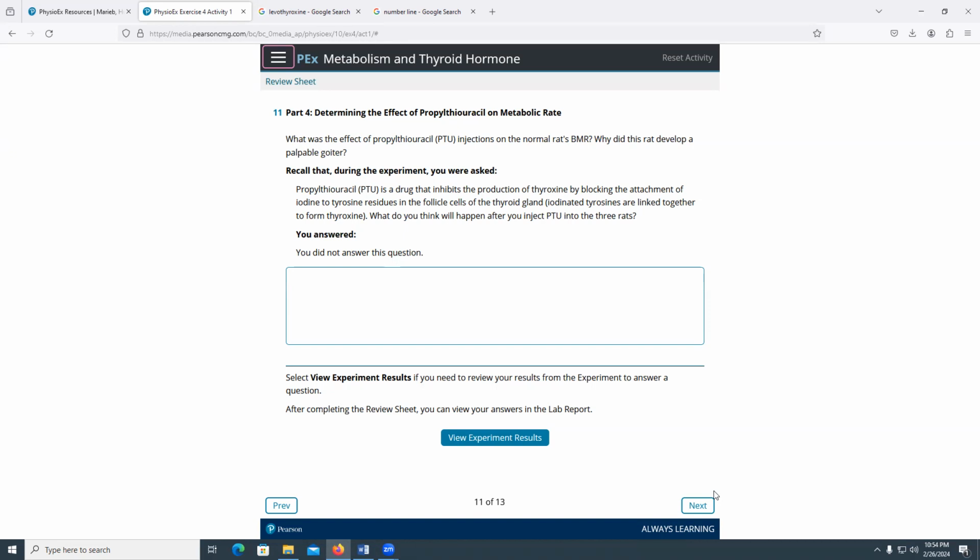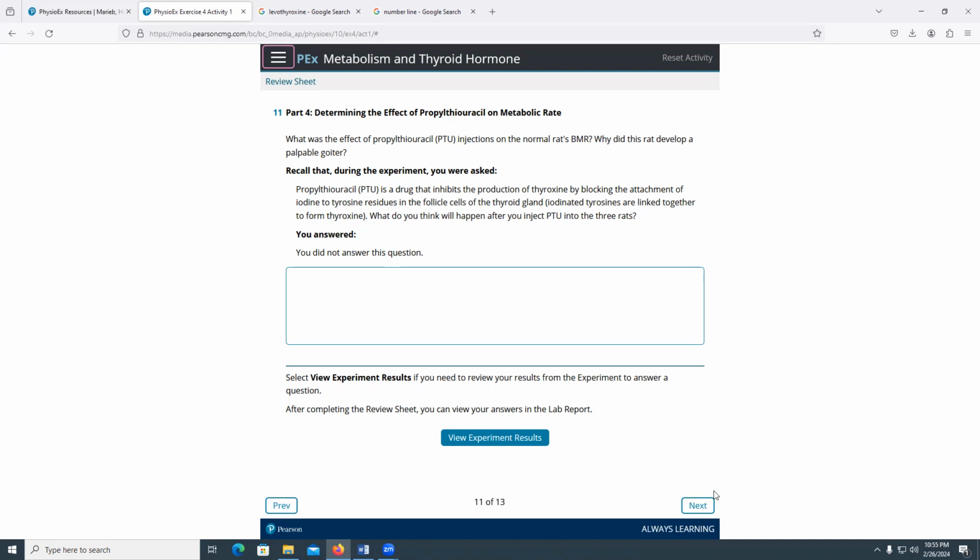So now the thyroid gland is not functioning properly, is not secreting the thyroid hormone. So the pituitary gland has no way of knowing that. So the pituitary gland will be secreting more and more TSH, and the TSH will end up overstimulating my thyroid gland to develop goiter and hypertrophy of my thyroid gland, and that will show a palpable goiter that I can palpate on a physical examination. So the effect of the propylthiouracil injections on the normal rat decreased the BMR, and the palpable goiter developed because of high levels of TSH in this rat.